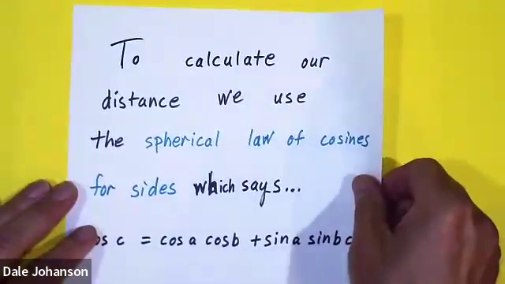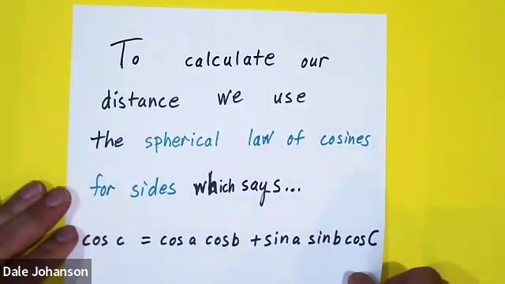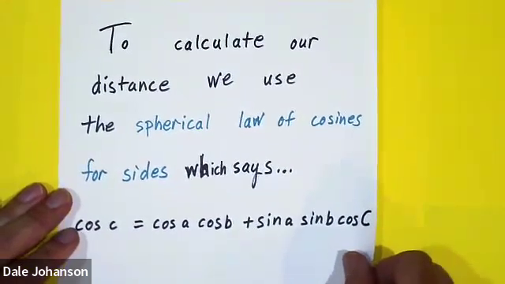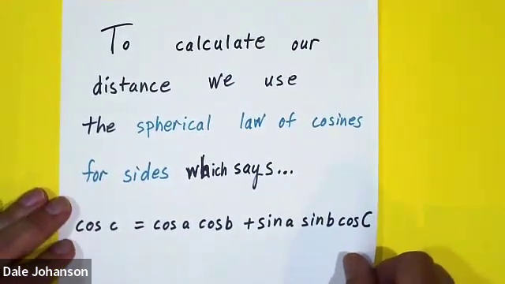To calculate our distance, we are going to use the spherical law of cosines for sides, which is the same formula that I use in my previous books, both the one in 2017, approximating distances between state capitals, and the one that I showed you earlier, which was published in 2019.